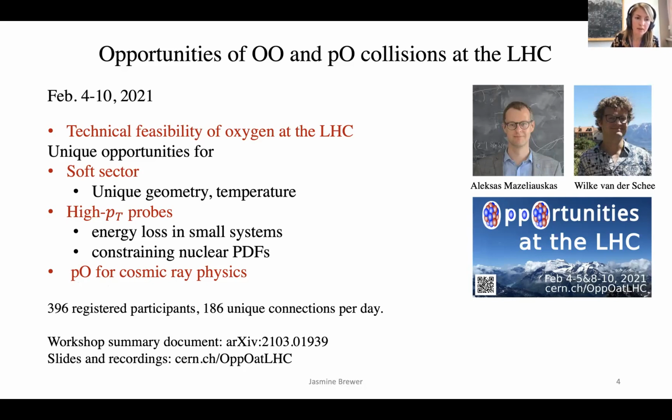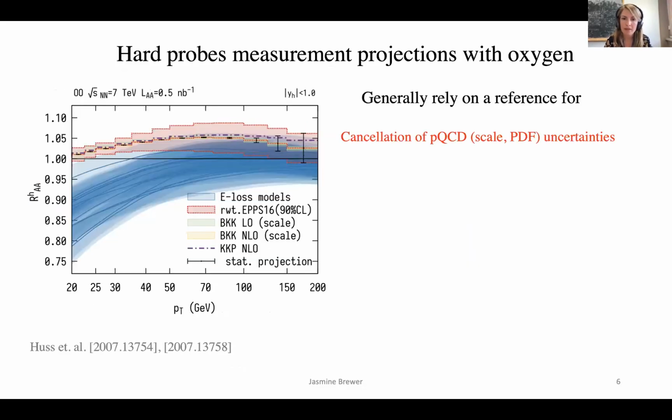But what I'm going to focus on today is specifically high-pT probes and what opportunities oxygen provides, both for trying to discover energy loss in small systems and also for constraining nuclear PDFs. Part of the motivation of studying hard probes in oxygen collisions is that there were recent theory calculations suggesting that although energy loss is rather small in these small systems, it may still be distinguishable from the baseline.